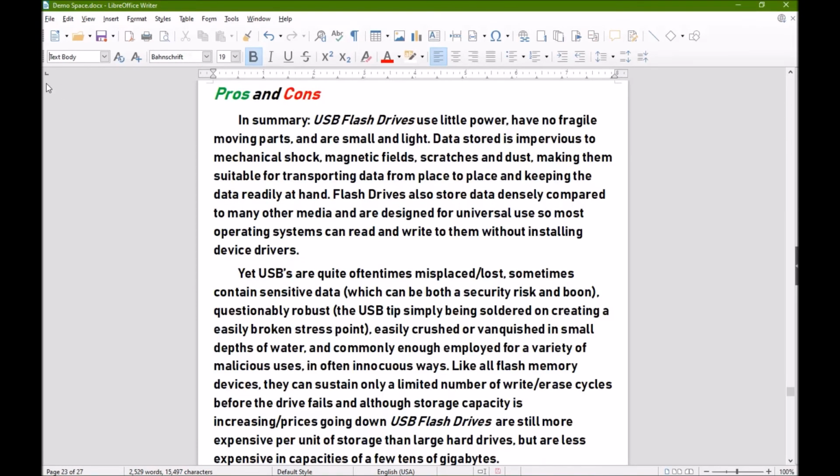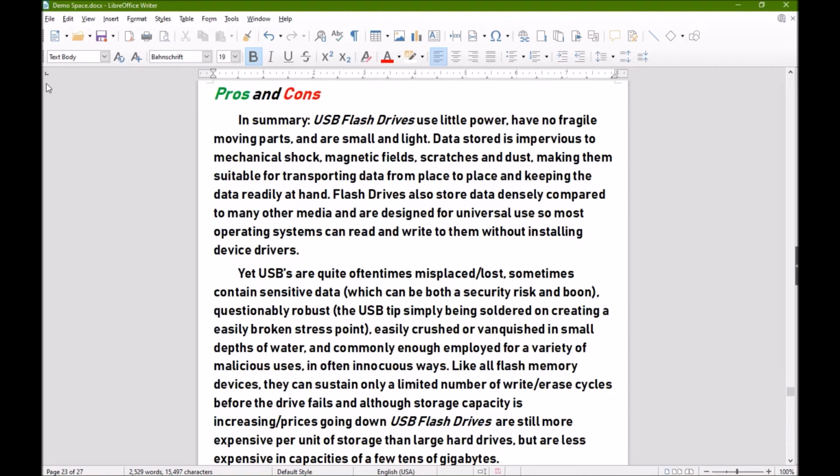In summary, USB flash drives use little power, have no fragile moving parts, and are small and light. Data stored is impervious to mechanical shock, magnetic fields, scratches, and dust, making them suitable for transporting data from place to place and keeping the data readily at hand. Flash drives also store data densely compared to many other media and are designed for universal use, so most operating systems can read and write to them without installing device drivers.